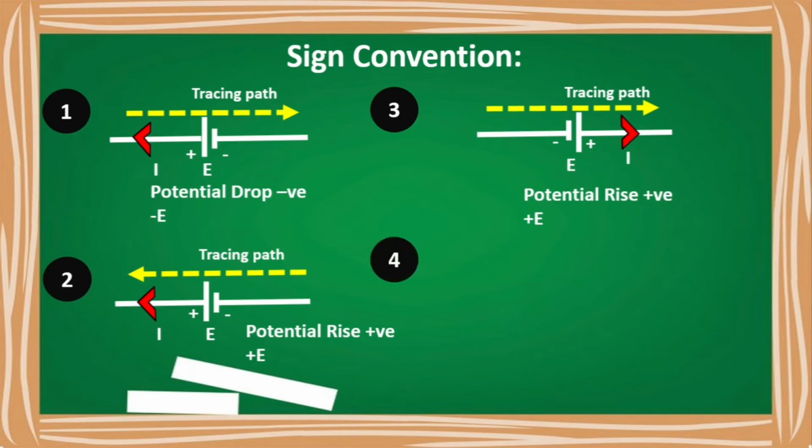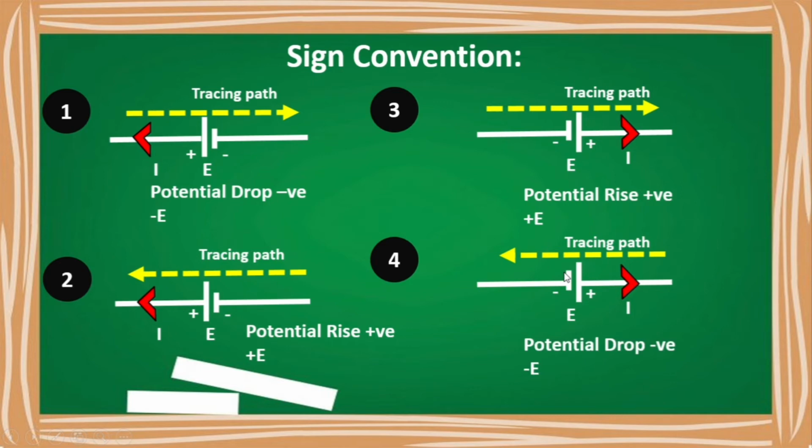Now, the fourth thing that we can consider is we are keeping the polarity as it is, but changing the tracing path. The direction of tracing path now is from the right hand side towards the left hand side. So this is the changed path. I'm traveling from a higher potential to a lower potential. That gives you a potential drop, which we have to write as negative. So the expression will be written as minus E.